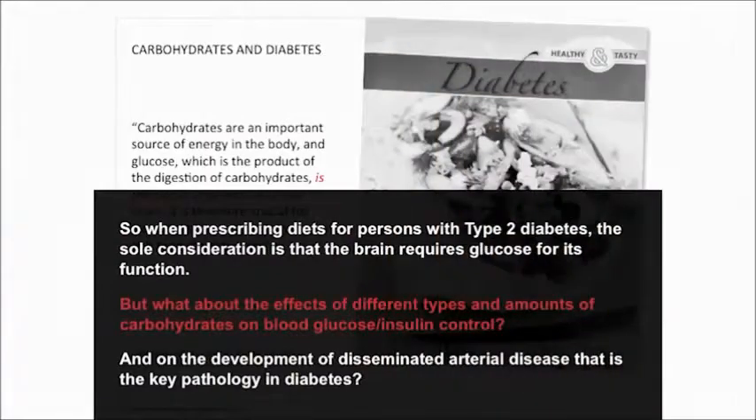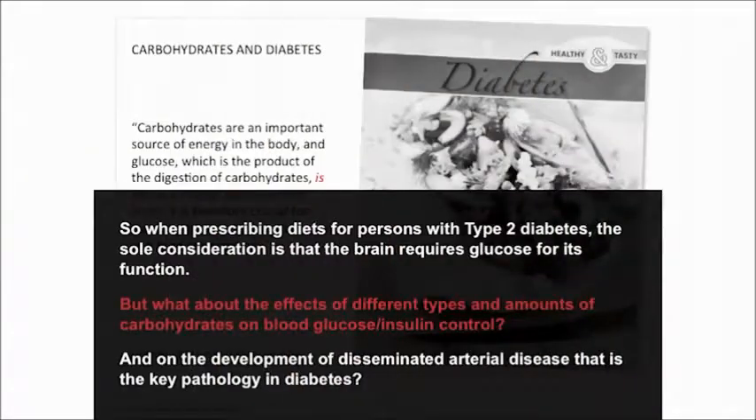But what about the effects of different types and amounts of carbohydrates on blood glucose and insulin control, which is what the problem is in diabetes? It's not that the brain's not getting enough glucose, it's glucose control, and particularly insulin response. And more importantly, the development of disseminated arterial disease, the key pathology in diabetes. And it's the key pathology that is killing us. At this moment, there are 300,000 diabetics in the Western Cape. At this moment, one of them is losing his or her leg. And what are we doing about it?